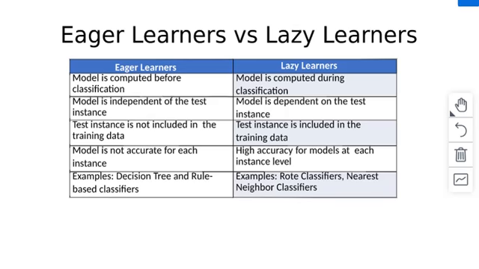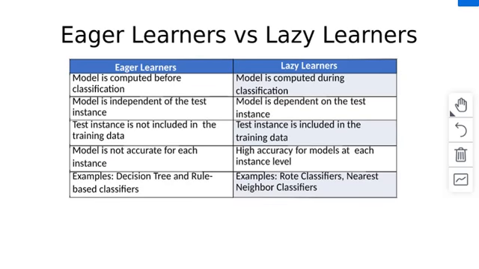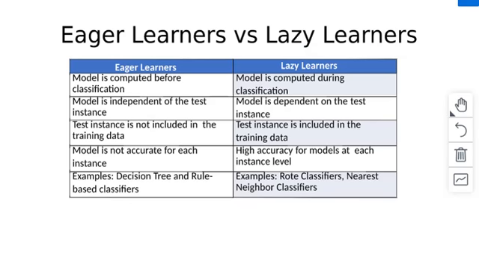Before discussing the nearest neighbor algorithm, let us first discuss what eager learners and lazy learners are. Eager learners means the model is constructed before it classifies the data into class labels, whereas in lazy learners, the model is computed during the classification.